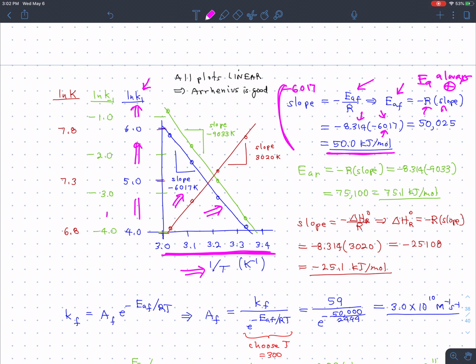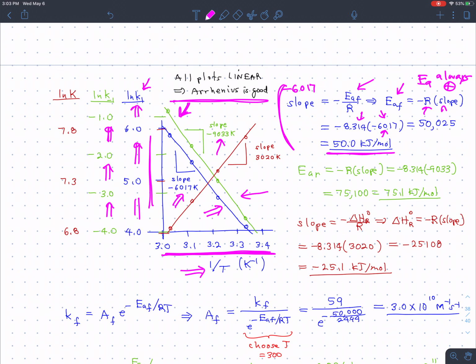Now these green values over here are the scale on the y-axis for the reverse direction. That gives rise to a linear plot. Notice that these are very linear. Of course, this is all calculated data, so of course it's linear. But the fact that it's linear proves that these reactions obey the Arrhenius law, and therefore Arrhenius is good and all this is good. Anyway, the green line then is for the reverse reaction.